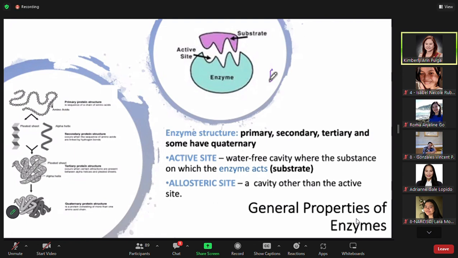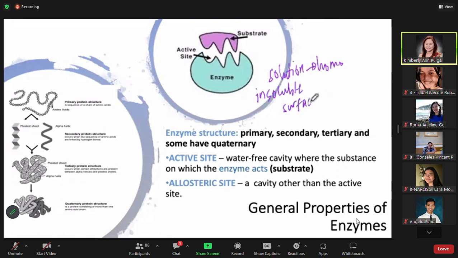may occur in a solution, and the process is called homogeneous catalysis. Now, if the catalysis or the acceleration occurs in an insoluble surface, the process is now termed as your heterogeneous catalysis. So enzymes, they are biological catalysts, no? So for the catalysis, kasi proteins to, right?